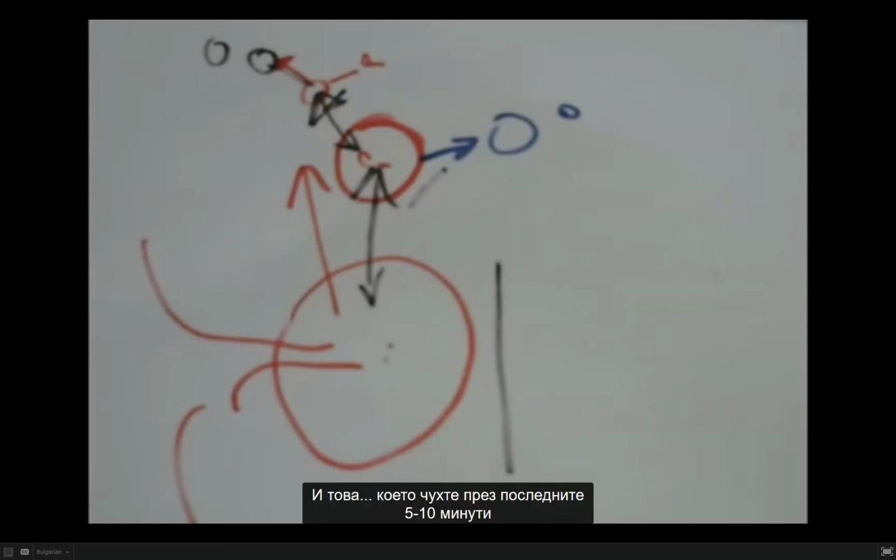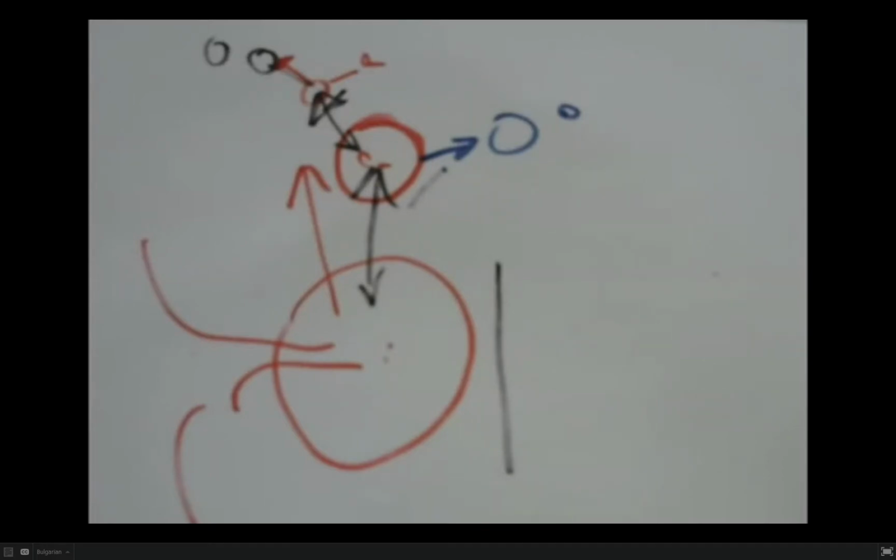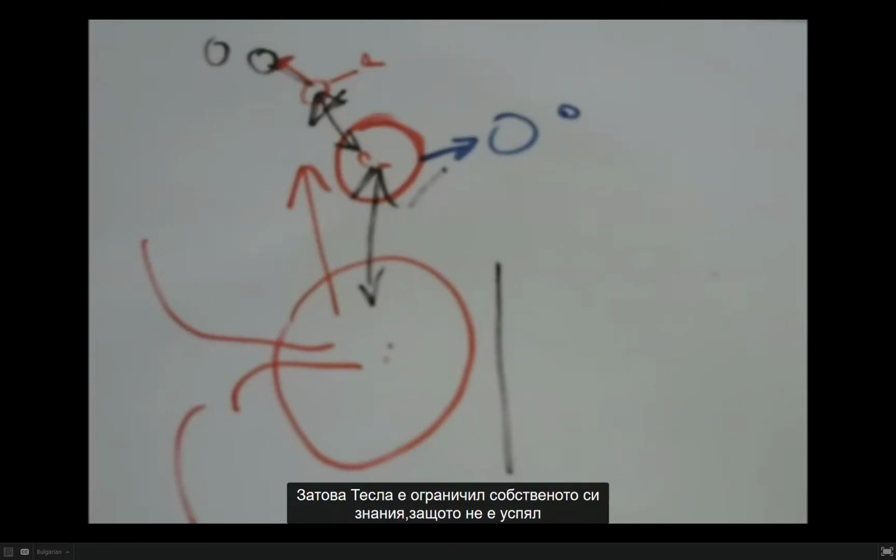And this is what you heard in the past 5 or 10 minutes, which is more or less unheard of in the world of physics, plasma physics and current science, because man has limited himself. This is why Tesla limited his own knowledge, because he could not connect the relationship between the gravitational and magnetic field.